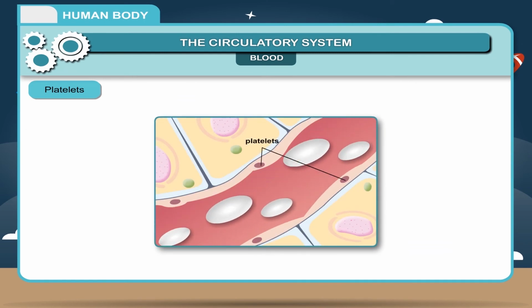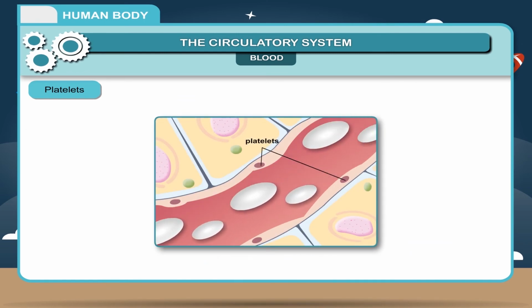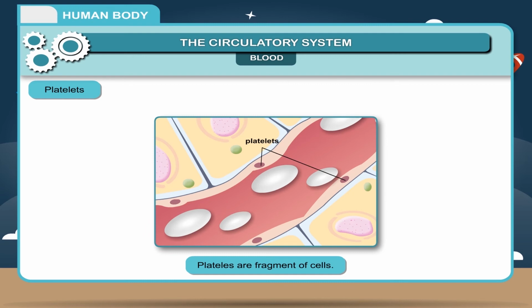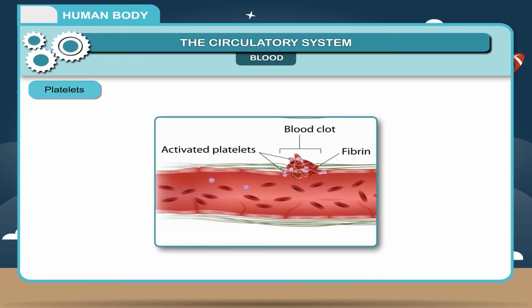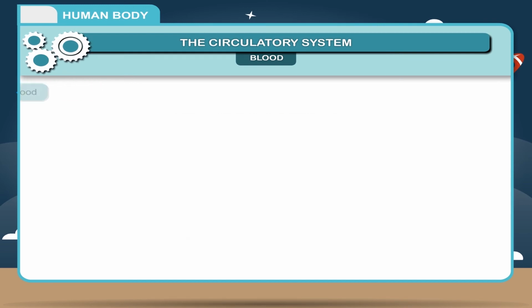Platelets. They are known as thrombocytes. Platelets are fragments of cells. They do not have a nucleus. They play an important role in blood clotting and prevent loss of blood during injury.